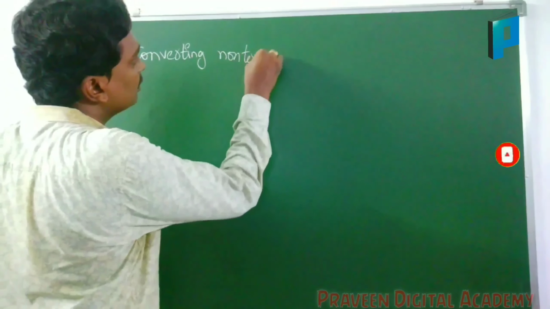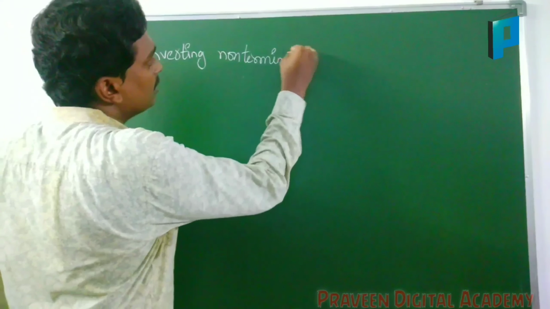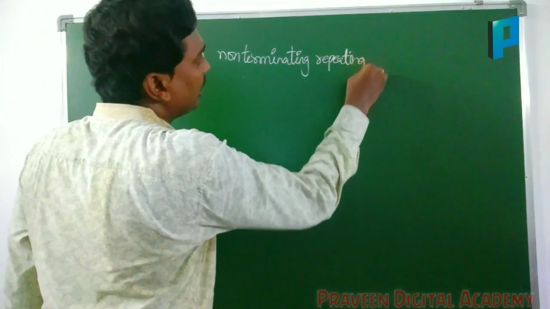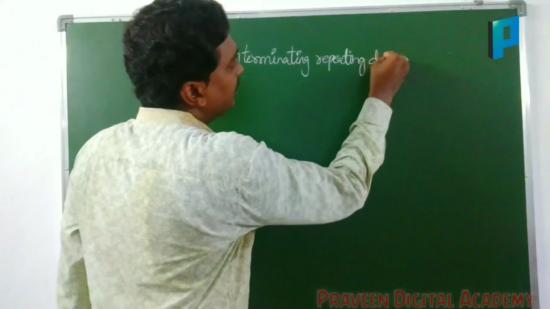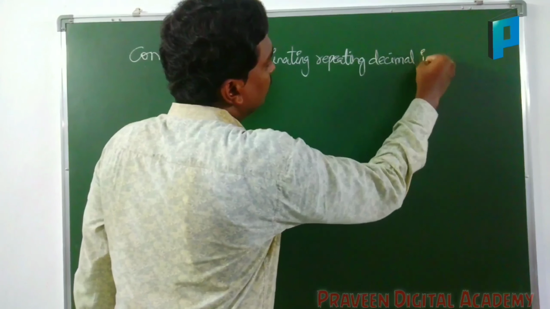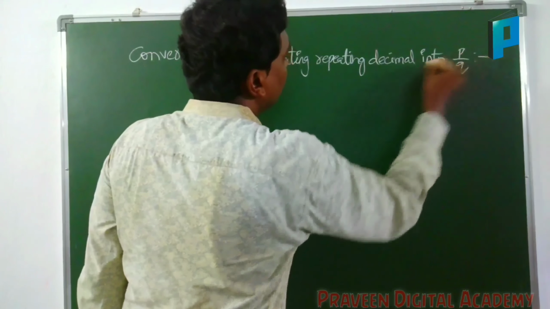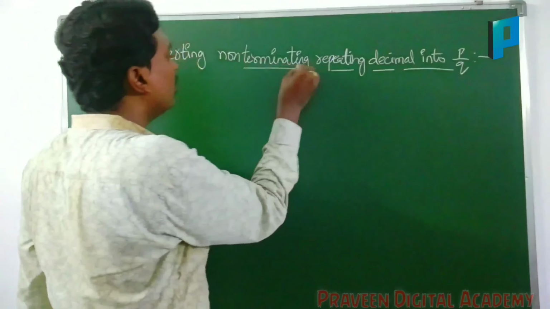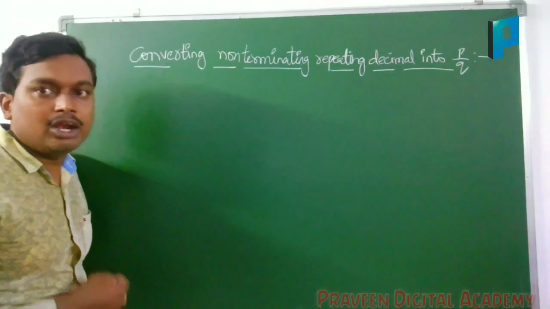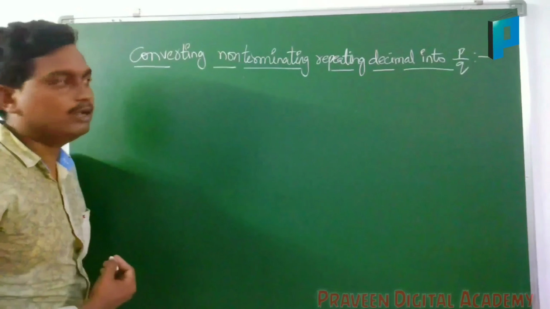Today I am going to explain converting a non-terminating repeating decimal into P by Q form. Repeating or recurring, both are the same. Here, how to convert a non-terminating recurring decimal into P by Q form, we will see now.